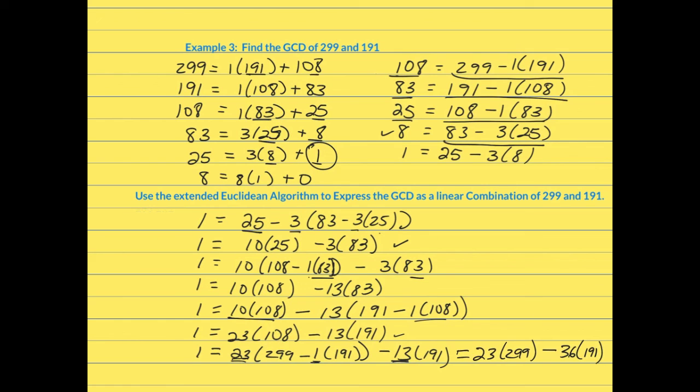And then I'm going to just rewrite it as 299 times 23 plus 191, my other number I started with, times negative 36, and that equals 1.